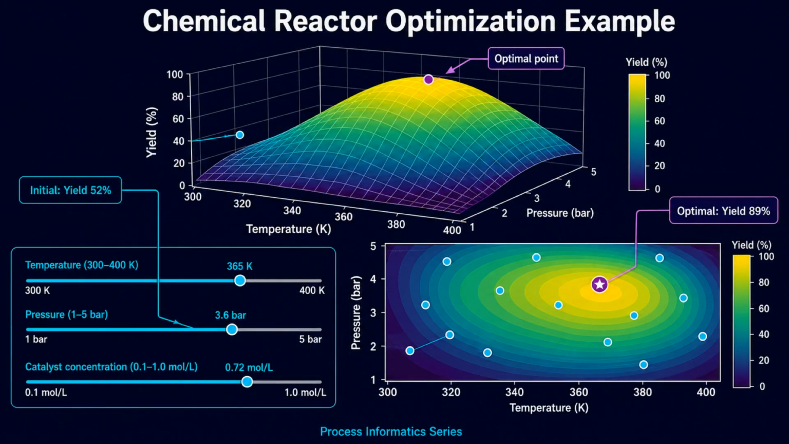Let's look at a concrete example: optimizing a polymerization reactor. We have three parameters to tune: temperature ranging from 300 to 400 Kelvin, pressure from 1 to 5 bar, and catalyst concentration from 0.1 to 1 moles per liter. The response surface shows complex interactions between these variables. Starting from suboptimal conditions with a yield around 52%, Bayesian optimization can help us find the optimal conditions, reaching yields near 89%. All while minimizing the number of expensive experiments needed.